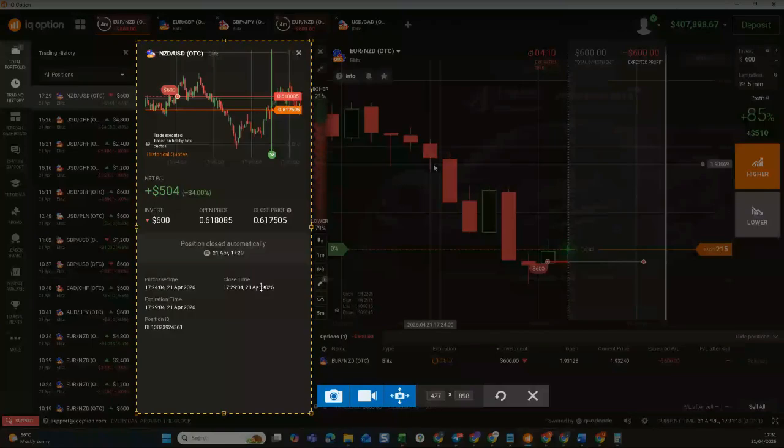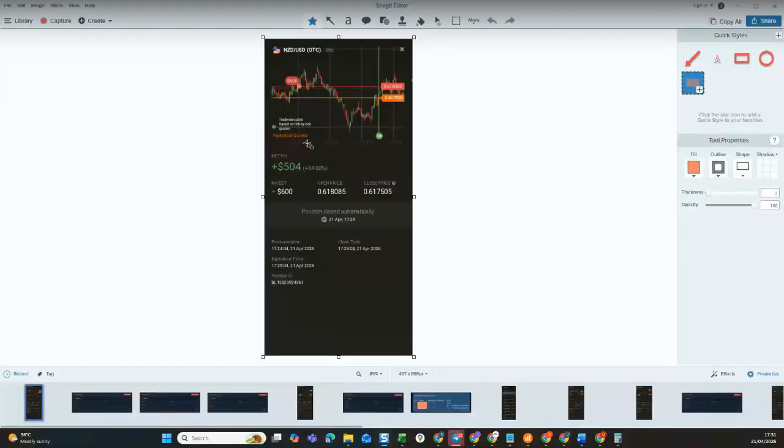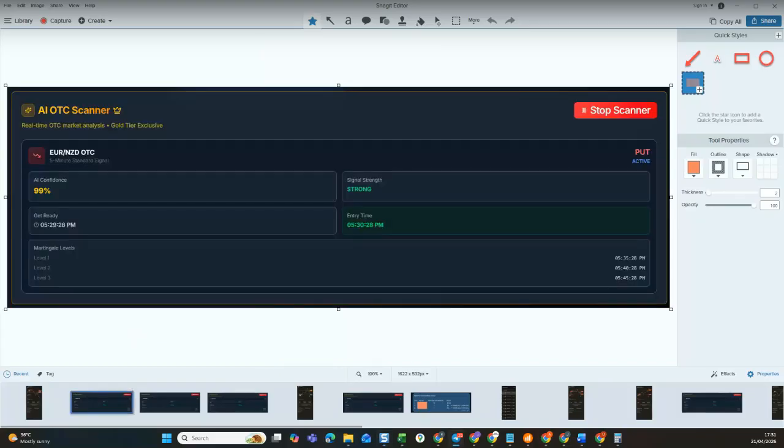This is 504 margin. So this is the profit for this. Profit for this is $504 profit on the first signal. So next signal is the second one, which is this, the Euro NZD. This is a second signal.